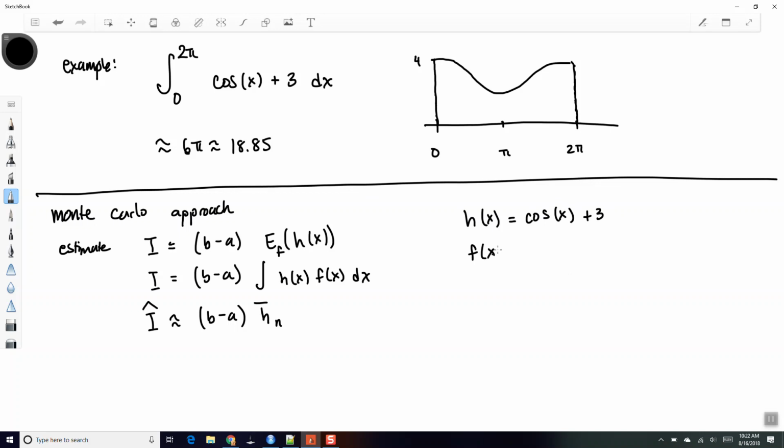And then what is our f of x? f of x, we're just going to use the uniform distribution. The uniform distribution from where? From 0 to 2 pi. So f of x is the uniform distribution from 0 to 2 pi. And the function for f of x is 1 over 2 pi, right? Because the total area of f of x must equal 1, right? So the function here is going to be that.